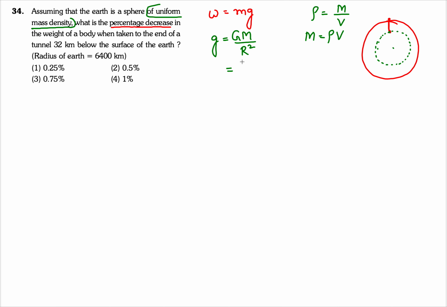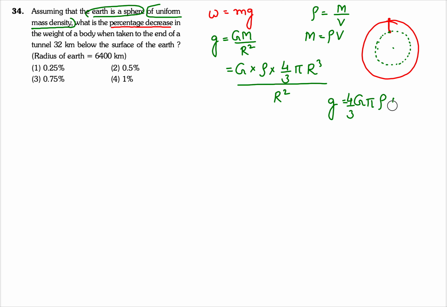So we can put it here. In G, instead of M we can put density multiply volume. Volume is 4 upon 3 pi r cube, because it is mentioned here the earth is a sphere. Okay, whole upon r square. Cancel it out, then we have the formula for g, 4 upon 3 capital G pi rho into r.